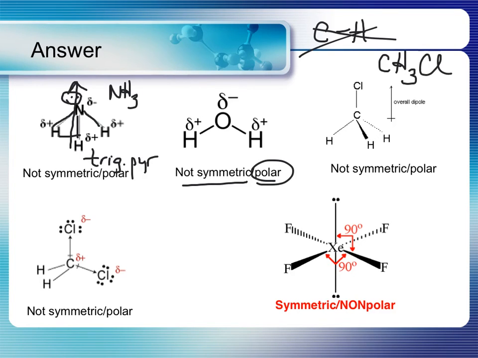CH3Cl, okay? That is polar. It has a tetrahedral molecular shape and no dipoles to cancel out. Its overall dipole points toward the more electronegative chlorine.